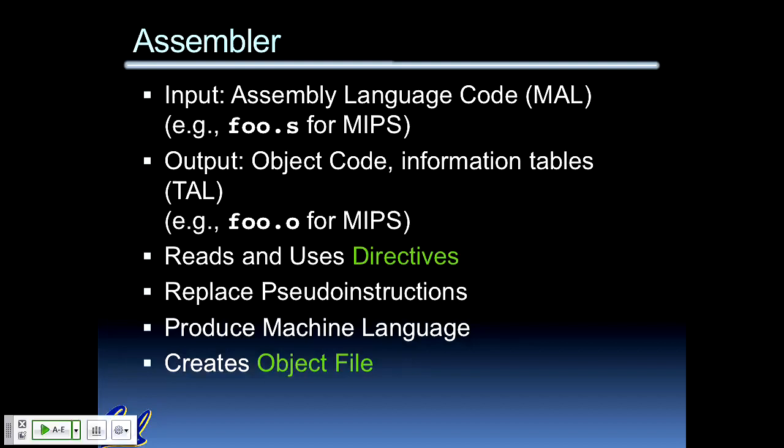Now, the assembler reads the assembly language, and in the assembly language, as well as the assembly instructions, there are what's called directives, which are sort of instructions to the assembler about what to do with the following code. And the assembler is going to read and use those directives. It's also going to look at those pseudo-instructions and expand them out into real machine instructions, produce the actual machine code, and then produce this object file which contains that machine code plus some information about how to link it together with the other pieces later on when you get to the linker stage.